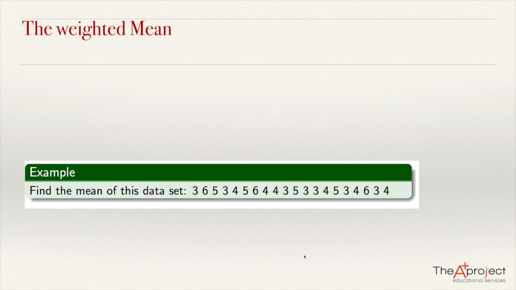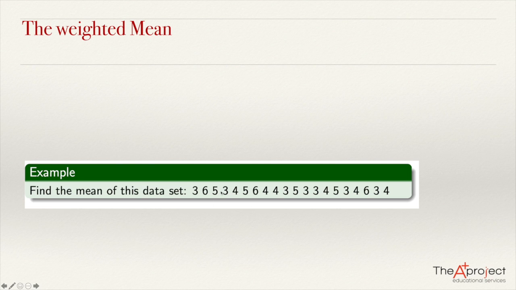Imagine that we have a data set, and in this data set, some of the data repeat. For example, here number 3 appears 1, 2, 3, 4, 5, 6, 7 times. So instead of adding 3 plus 3 plus 3, why not multiply 7 times 3? And they will be the same answer.